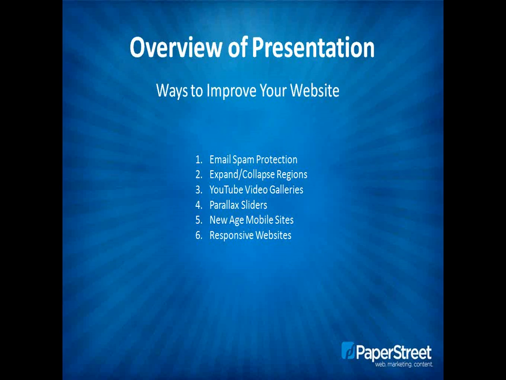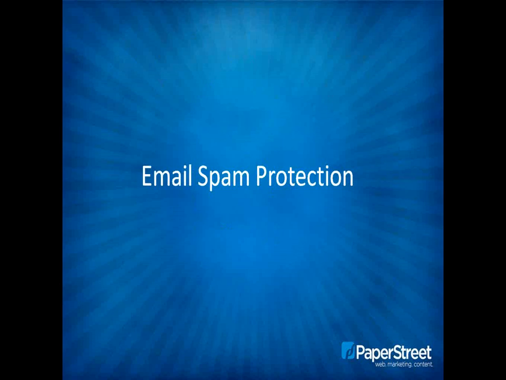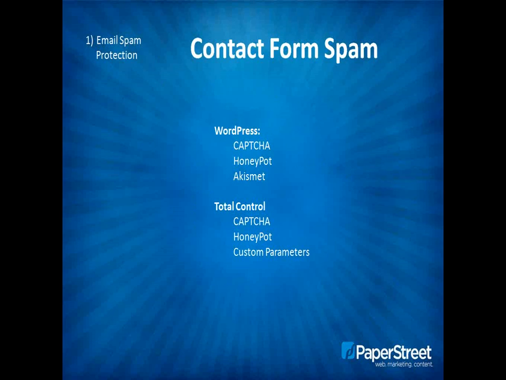That's probably the most common thing that we hear here at PaperStreet, that people are getting a lot of spam, and it's definitely something that is almost unavoidable to a certain degree, but there are definitely ways of taking precautions to decrease the amount of spam that you receive, and I'm going to discuss some of those ways with you right now. Here at PaperStreet, we supply sites in 2 content management systems, either WordPress or Total Control, and each of them will provide their own ways that we can go about protecting your website from spam. Some of the things that we'll talk about are CAPTCHAs, honeypot scripts, Akismet, and custom parameters, and I will get into those shortly.